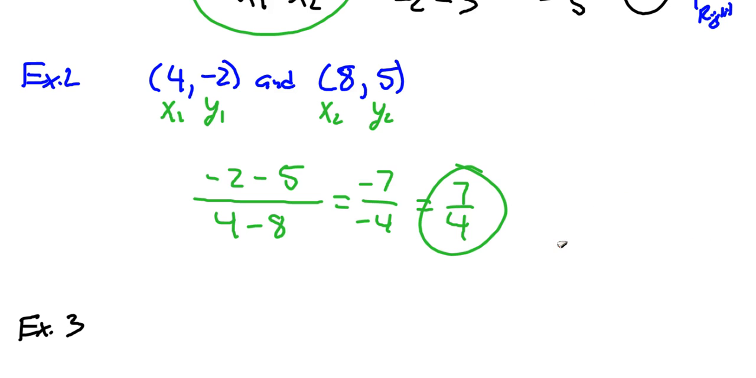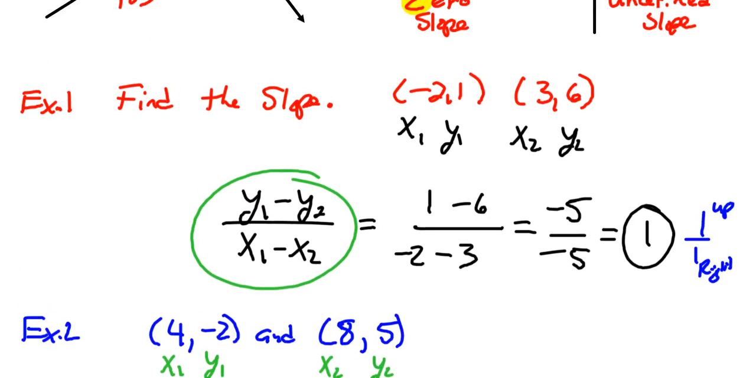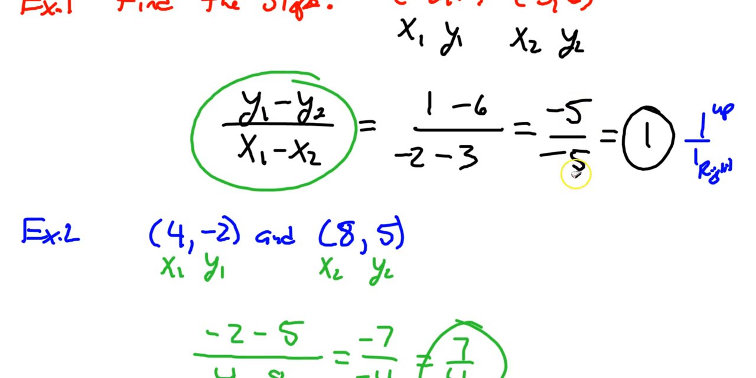No, only the top number. Because if they're both negative, the two negatives would cancel and make it a positive. Kind of like if you go back up here to this earlier example that we had right there. We had a negative and a negative. Well, the two negatives will cancel and make it a positive.